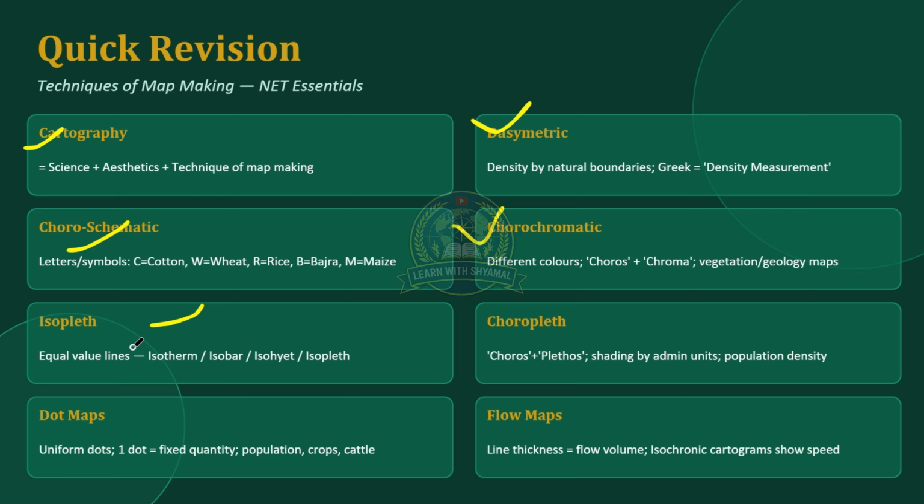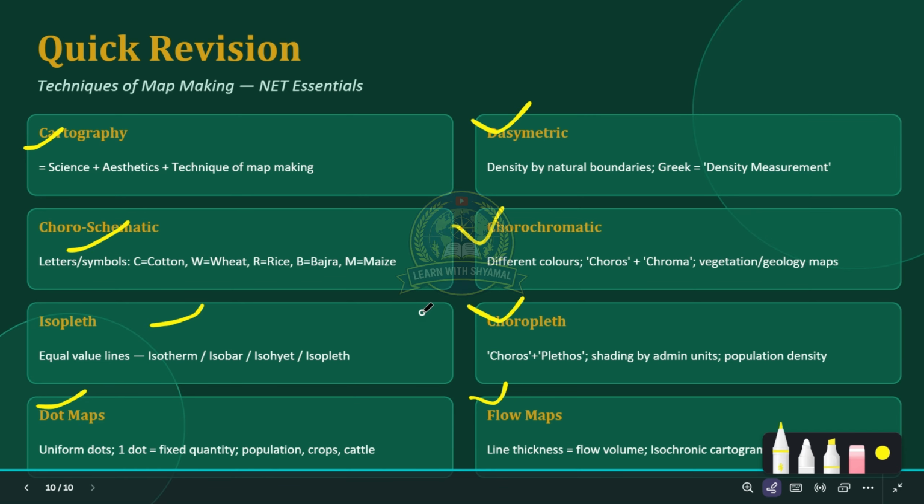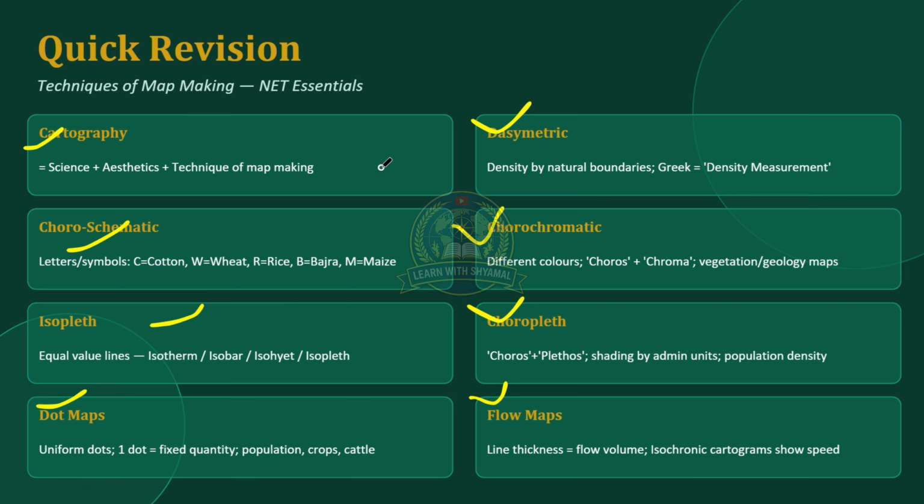Isopleth: equal value lines, isotherm, isobar, isoheight and isopleth. Choropleth: choros plus plethos, shading by administrative units, population density. Dot maps: uniform dots, 1 dot is equal to a fixed quantity, population, crops and cattle. Flow maps: line thickness, flow volume. Isochronic cartograms show speed.